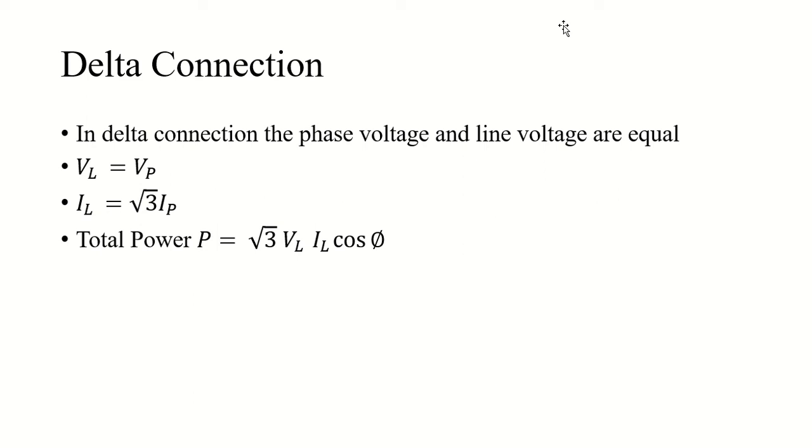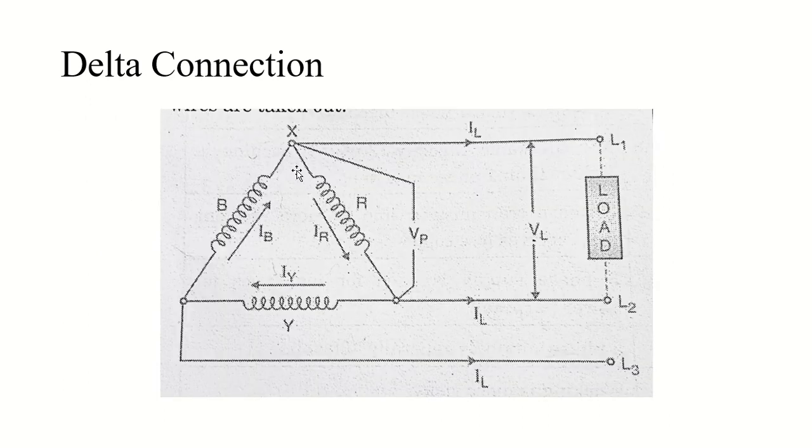During the transmission, we convert that generated voltage from star connection to delta connection, and then the delta connection will be transmitted through the transmission lines, because delta will have only three wires. There is no neutral present in delta, as you can see here. Let me take you back. As you can see, there is no neutral here.